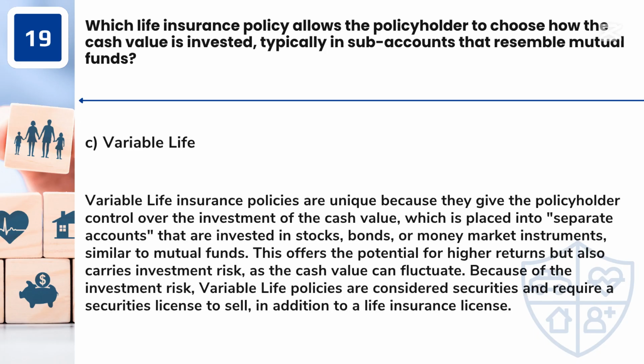Answer: C. Variable life. Variable life insurance policies are unique because they give the policyholder control over the investment of the cash value, which is placed into separate accounts that are invested in stocks, bonds, or money market instruments, similar to mutual funds. This offers the potential for higher returns but also carries investment risk, as the cash value can fluctuate. Because of the investment risk, variable life policies are considered securities and require a securities license to sell, in addition to a life insurance license.